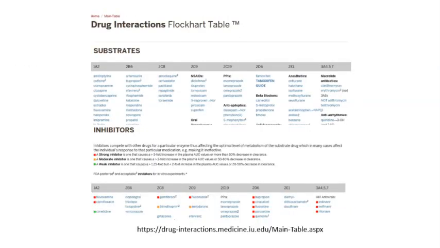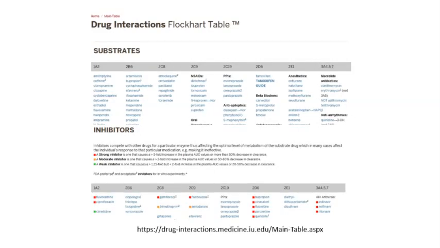This is an example of a Flockhart table. If you get on the internet and you search Flockhart table, this is what you'll see. It's freely available. The tables list substrates, in other words, drugs that are metabolized by a specific CYP isoenzyme, inhibitors of the enzymes, and not seen on this slide, inducers of the enzymes.